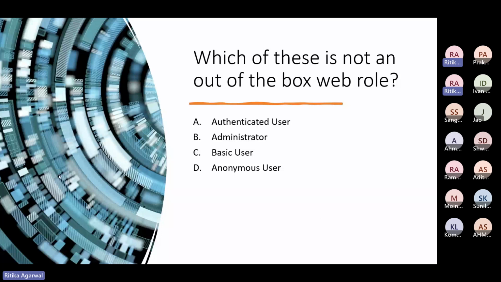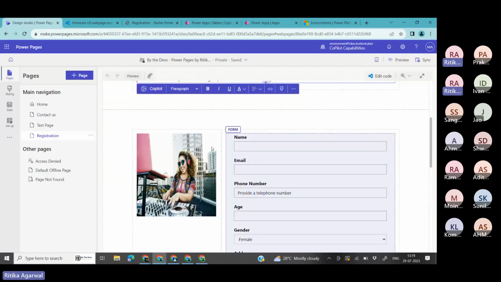Okay, I see many C responses and one B. Okay, and then C. All right, let's see the answer. Yes, the C, Basic user, because basic user is a security role which is supported for model driven apps, but for Power Pages, there are three out-of-the-box roles: authenticated users, administrators, and anonymous. We saw that here when we were trying to set the security roles.